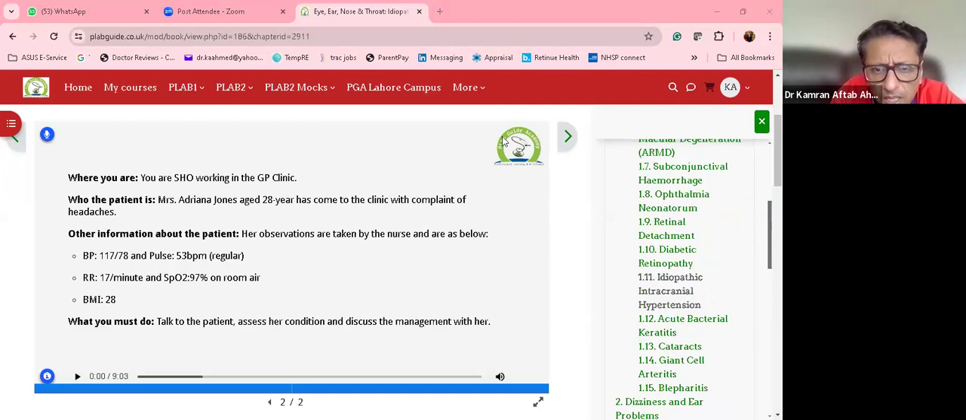Did you say retina is the battery of the eye? No, I didn't say it's a battery of the eye. I said retina is the back layer of the eye. So if it gets separated from the rest of the eye, then this is what we call retinal detachment.